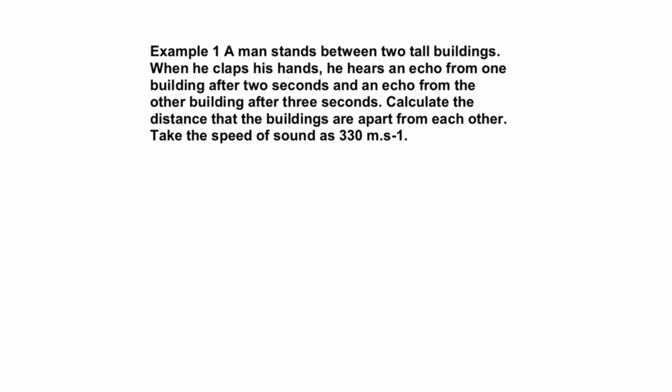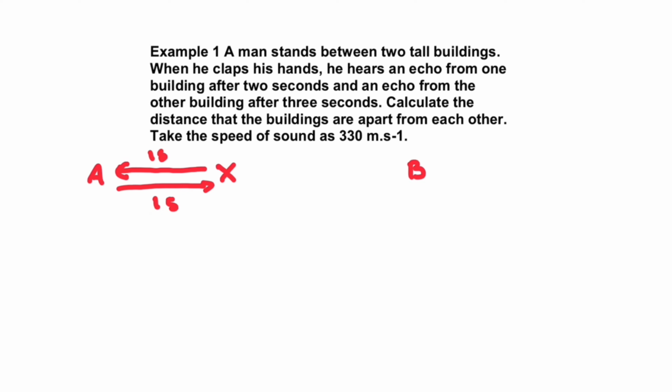So let's conceptualize. A man stands in between two buildings. So let's say that here we have the building A and here we have a building B. Let's take the first building as A. He hears an echo from A in 2 seconds. If he hears an echo in 2 seconds, it means that for the sound waves to travel from the man to A, it takes 1 second. And to travel from the building back to the man, it's another 1 second.